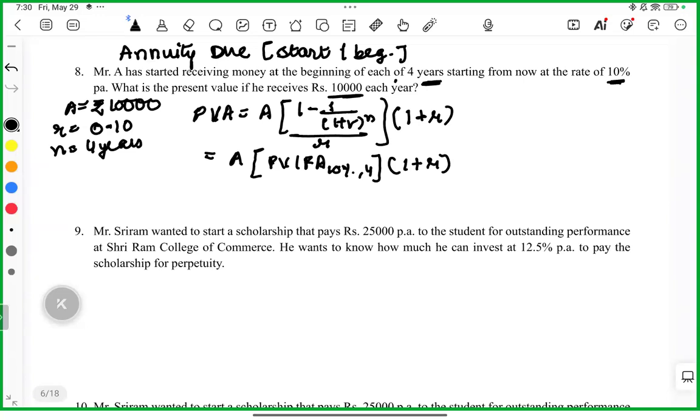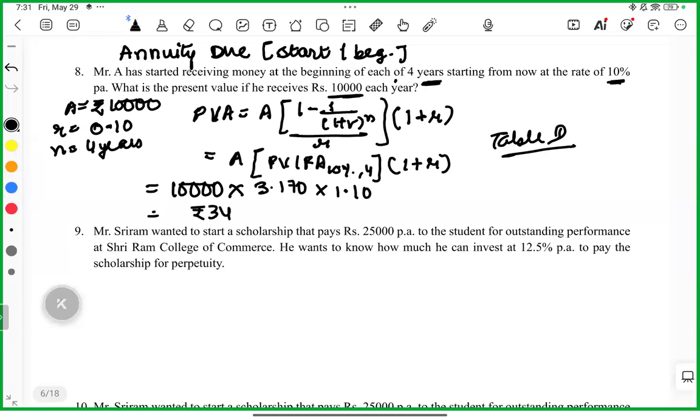Now let us substitute. A is equal to 10,000. PVIFA, see table D. At 10% and 4 years, you will get the annuity factor 3.170, and 1 plus R is 1.10. Now solve this, you will get the answer rupees 34,870. Okay, this is the present value of annuity due.